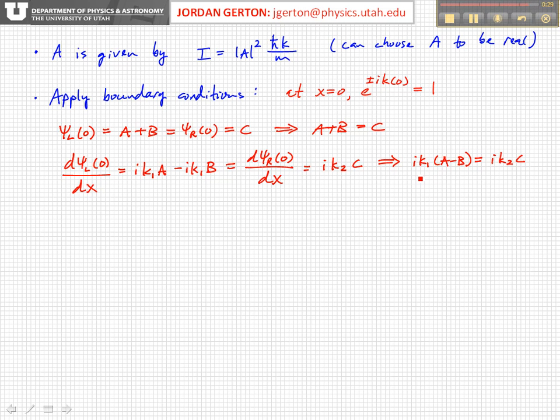So now we can manipulate these two equations. Again, we know A, or at least it's given by a different equation here, and so we only have two unknowns, B and C, and now we have two equations, so we can manipulate these. And what we're going to find is that their ratios give us the reflection and transmission coefficients for the particle to go past the step.